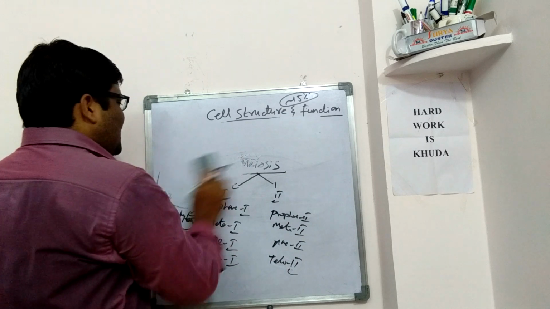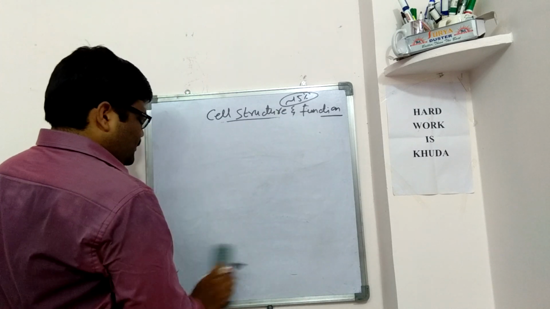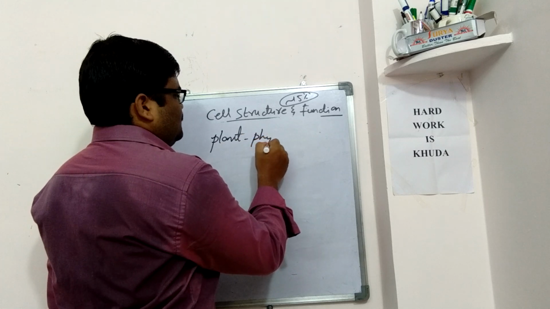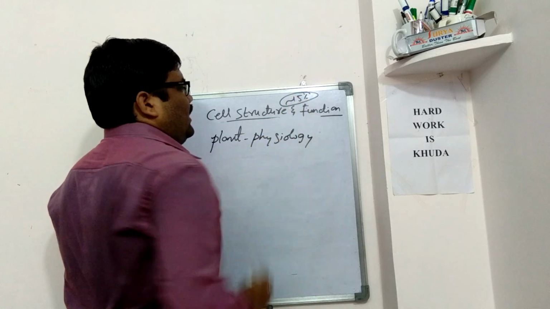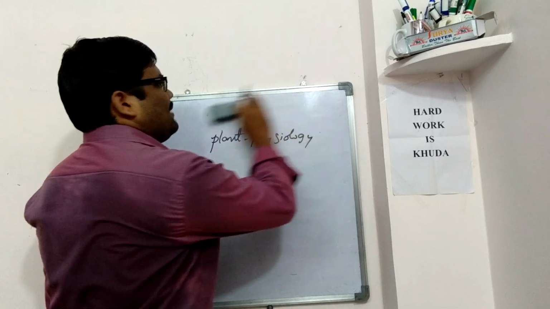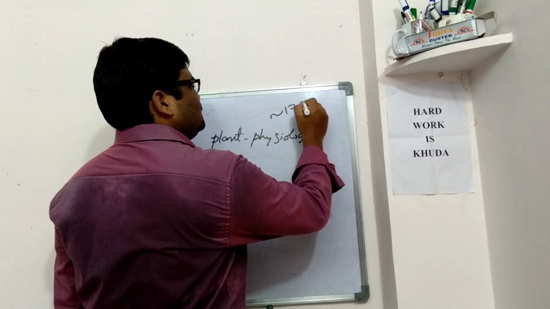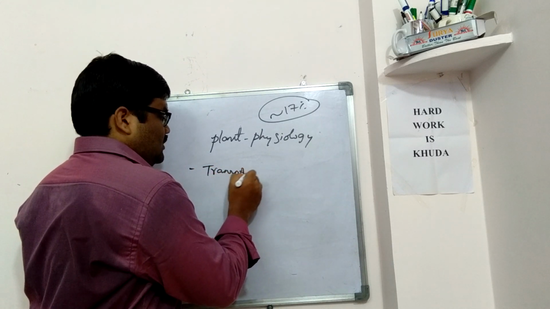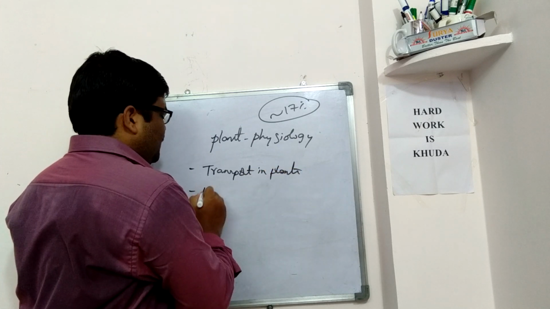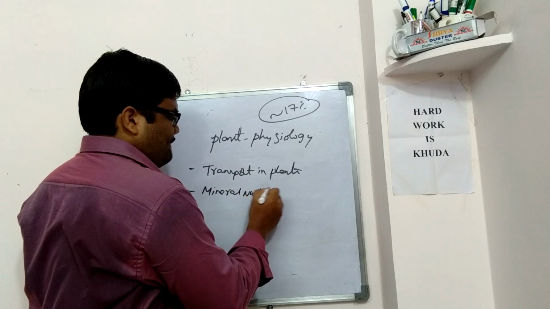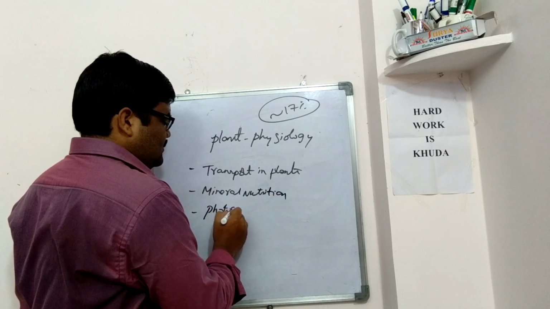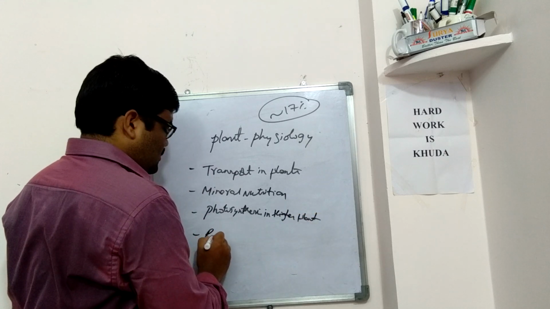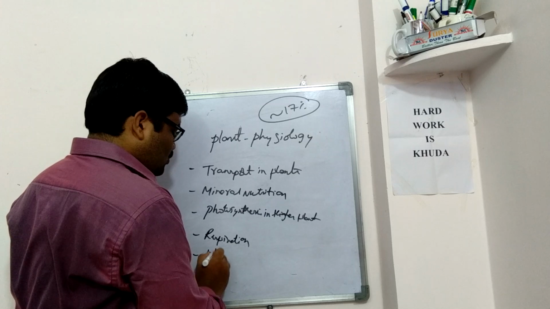Then, the last unit in plus one botany is plant physiology. Its approximate weightage is nearly 17%. It has sub themes, that means sub chapters, like transport in plants, mineral nutrition, photosynthesis in higher plants, respiration, plant growth and development.